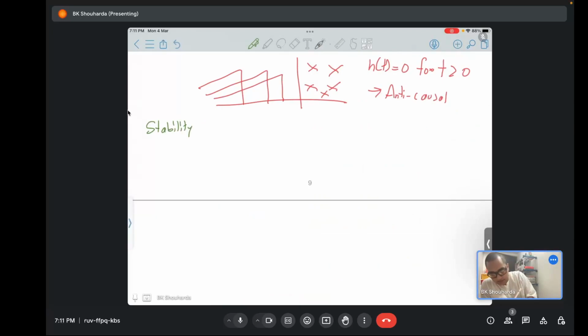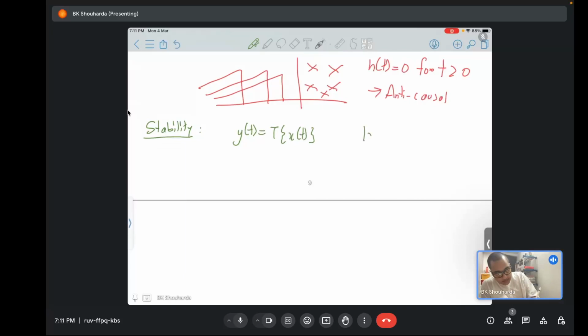Stability. Whenever you look at the impulse response, there are two ways in which you can look at stability. If you have some relation between y(t) and x(t), that is the input and output, or its past or future functions, what do you do?